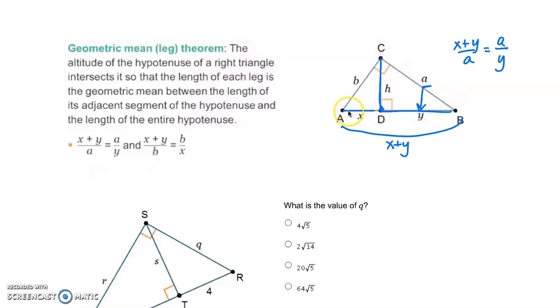So in the same case, if we were looking at B, we'd take x plus y, the whole thing, over the leg. So if we're looking at B here, we do x plus y over b, and that is equal to b over the leg that is associated with that smaller triangle. So let's see how that works.